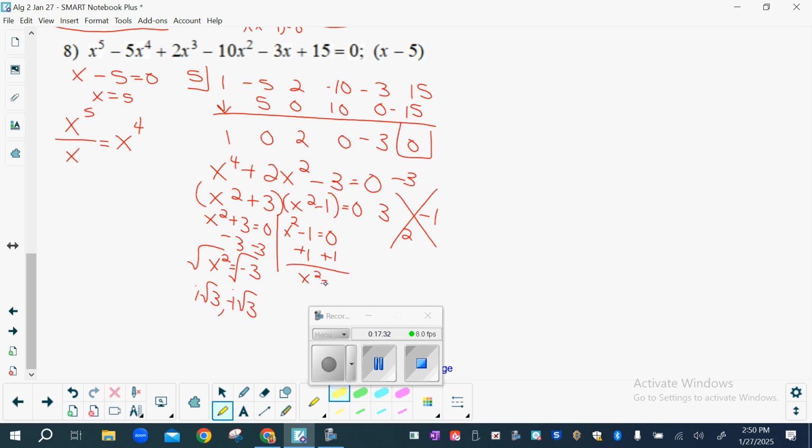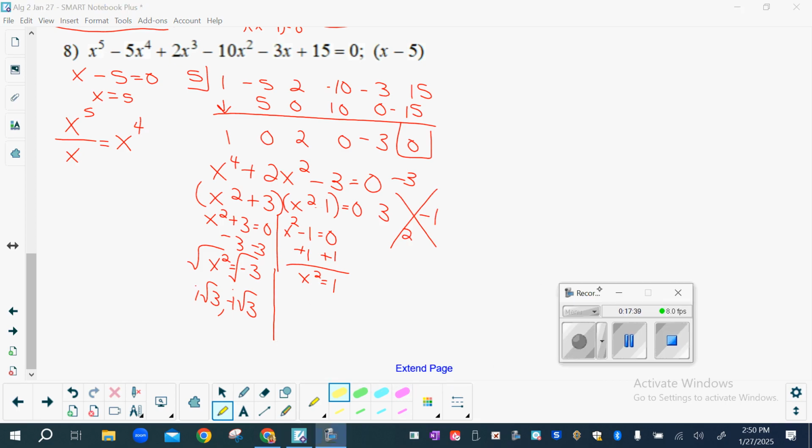X squared is 1. What next? What do we do next? Square root. What is the square root of 1? 1. I'm getting a lot of people writing square root 1 as the answer. Square root of 1 is 1, right? So write it as 1.